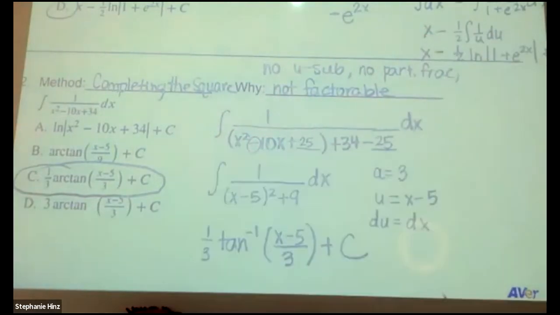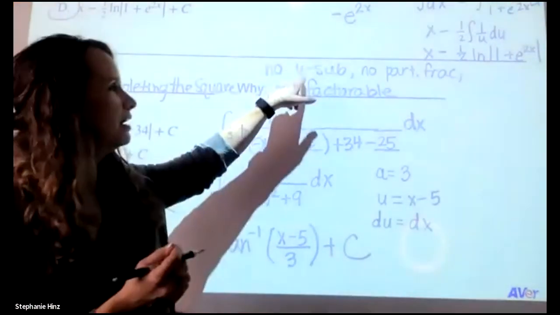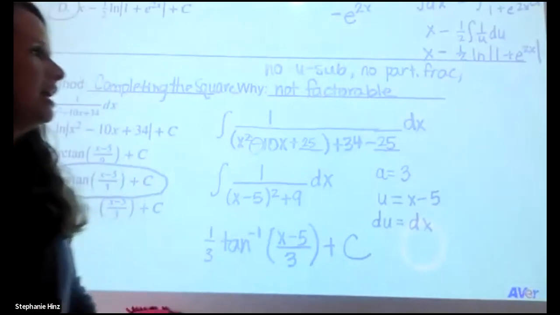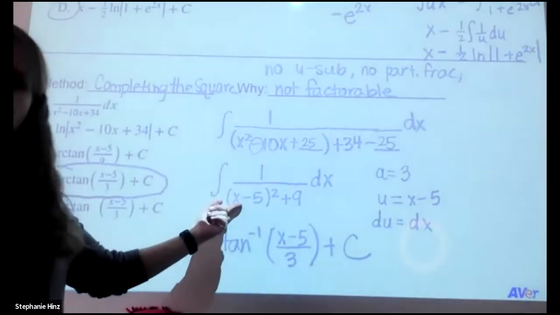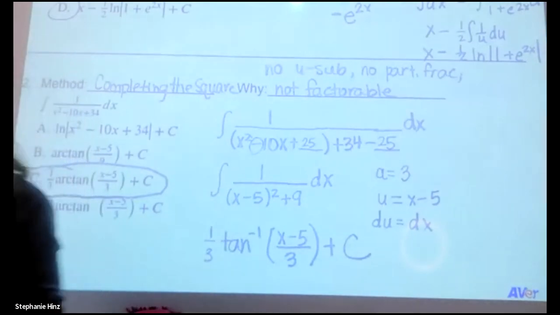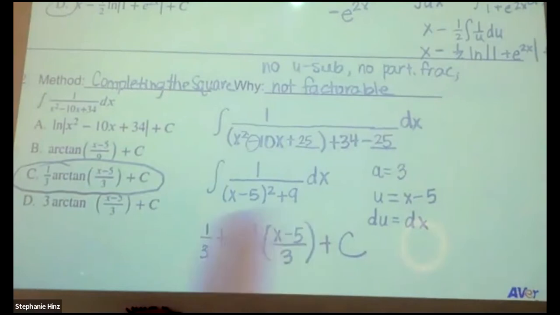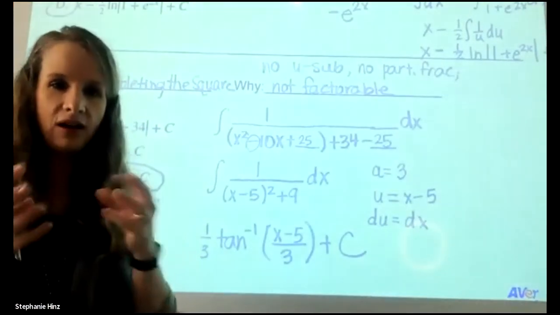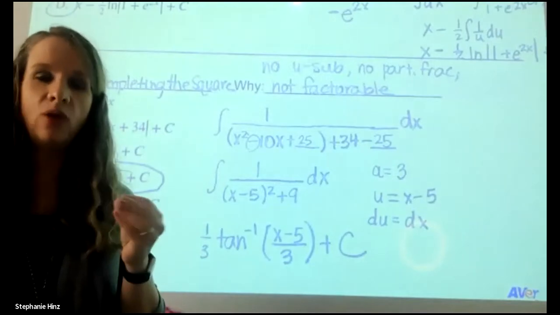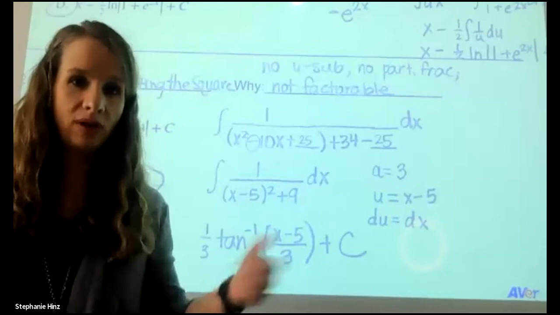So this is not something you're going to find in a book. This is just something that my brain says, okay, how do I go through this? How do I decide? And so since this is not factorable, I tried to make it factorable. How did I know that it was arctangent? Well, I didn't have any square roots in the bottom. Arctangent and arcsine are often the ones that you see when you complete the square, and one has a square root and one does not.